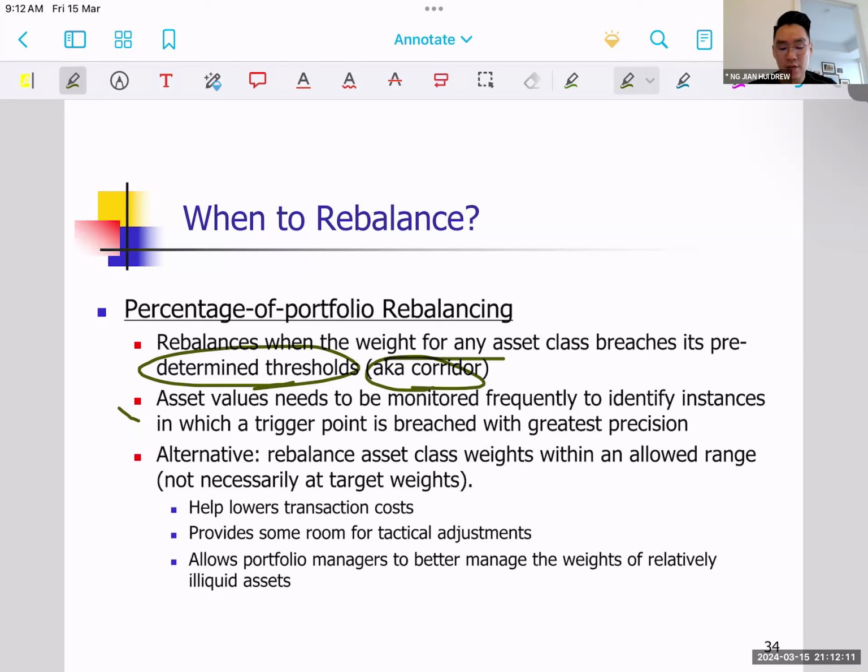Alternatively, rebalance so that asset weight must be within an acceptable range. These of course help to lower the transaction costs, provide some room for technical adjustments that are being done, and allow the portfolio manager to manage the weight of the relatively illiquid asset.